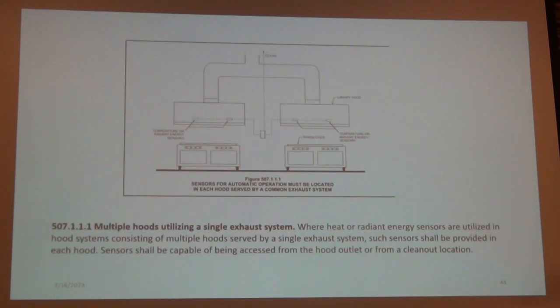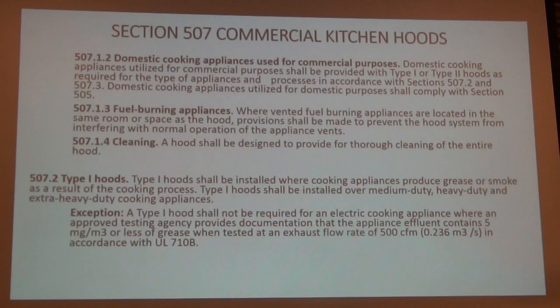And then they talk about multiple sensors. If it's a single fan, they have to send both on. Oh, yeah, 5 milligrams at a flow rate of 500 CFM. So you see here that it's either got to be type 1 or type 2 hoods. Fuel burning appliances are located in the same room.